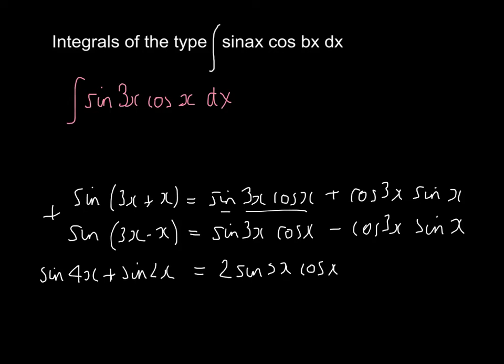So instead of integrating sine 3x cos x, we're going to integrate a half, because we had a 2 here, so that was almost what we wanted but not quite, a half of the integral of sine 4x plus sine of 2x. And both of those integrals are fairly straightforward.